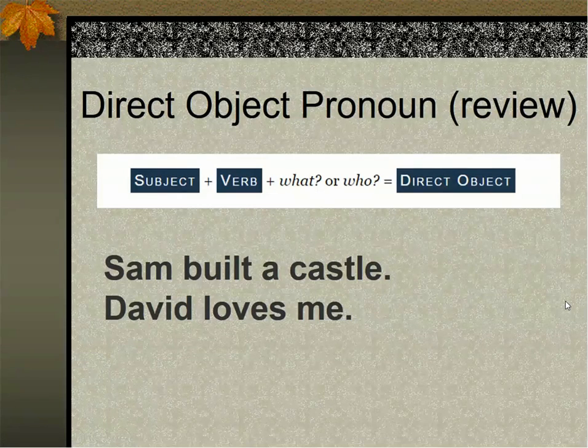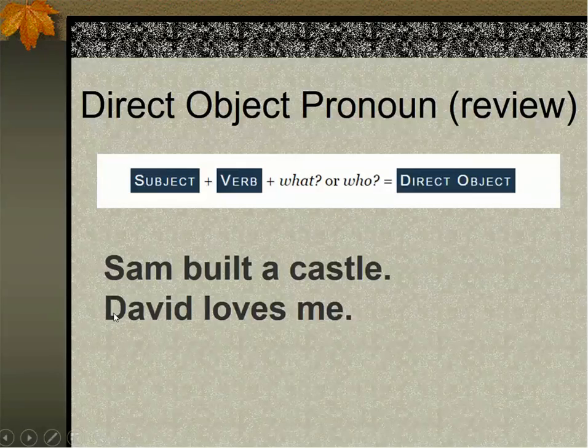Before we start with indirect object pronouns, let's review direct object pronouns, okay? Remember, in order to find a direct object, you are going to ask the questions what or who. Then you can find it. For instance, Sam built a castle. Sam would be the subject, built would be the verb, and Sam built what? A castle. A castle would be the direct object, okay?